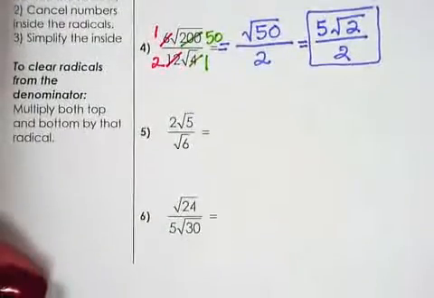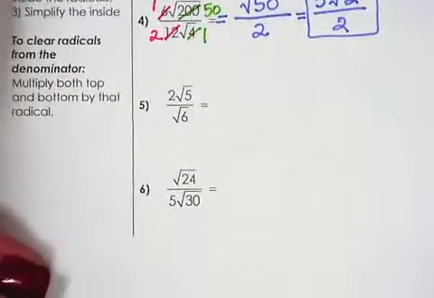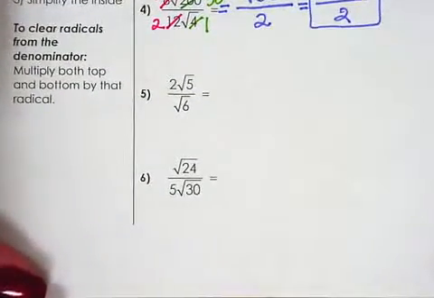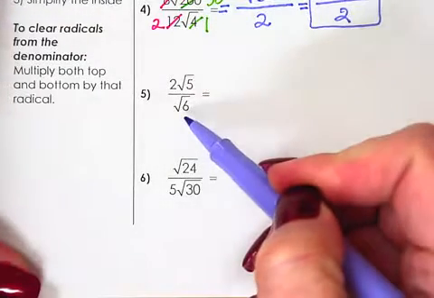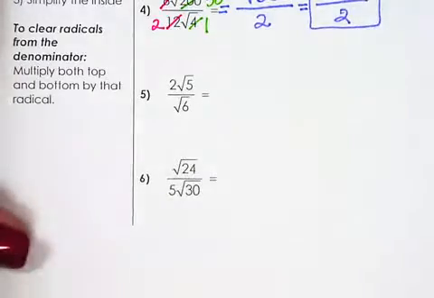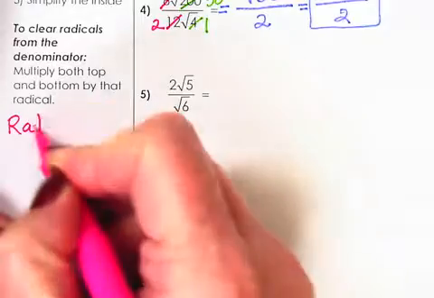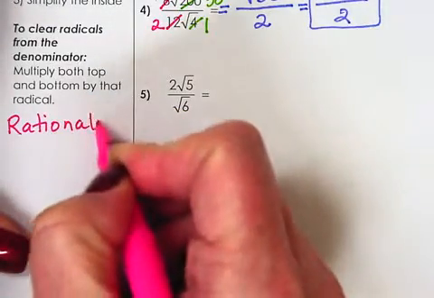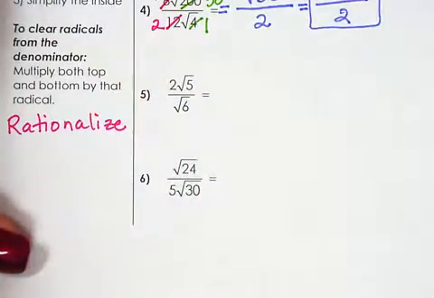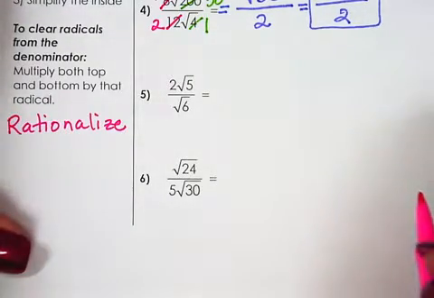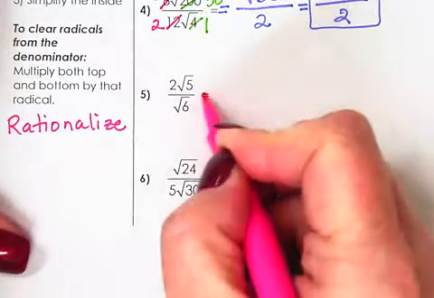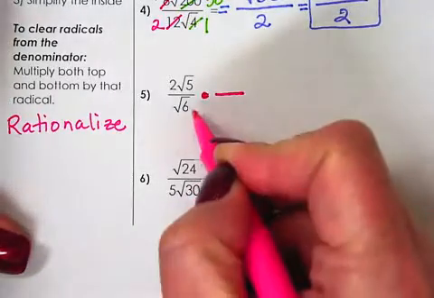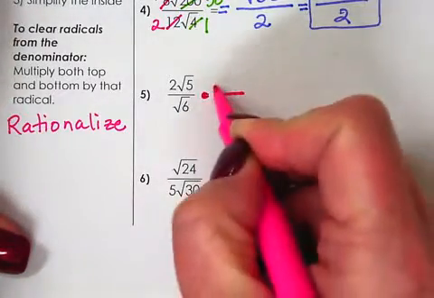Okay, let's take it down to number 5 now. Number 5 looks like it's already simplified, but the problem is that we have a radical in the denominator. So we're going to do a process called rationalizing. It's a big word, rationalize. And when we rationalize, we're removing the square root or the radical that's in the denominator. So to do that, I'm going to go ahead and multiply the top and the bottom by that radical 6.